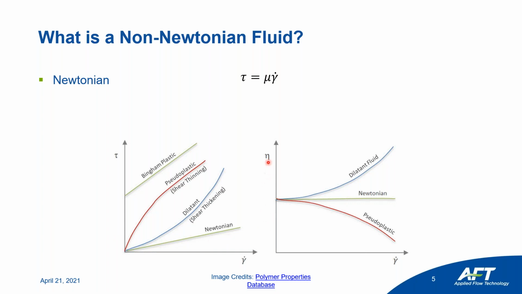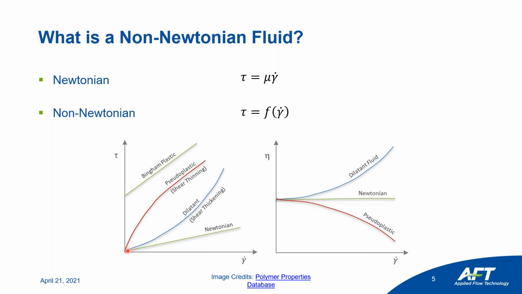Plotted differently, we can look at our apparent viscosity, eta, against our shear rate, and we can see that our Newtonian fluid, as expected, has this nice constant function. A non-Newtonian fluid, on the other hand, is a fluid where tau, our shear stress, is equal to some unknown function of our shear rate. So we know that there is some relationship between the two terms, but we don't know what that function is.